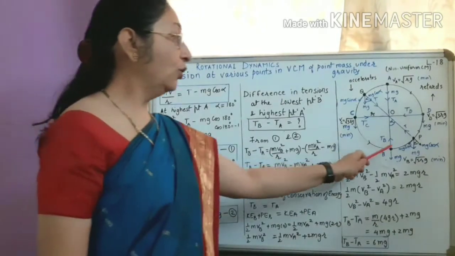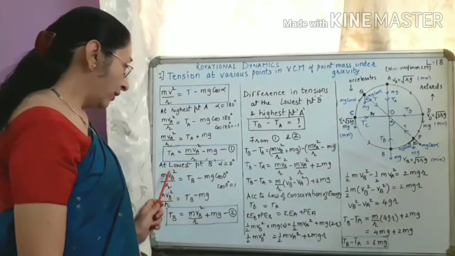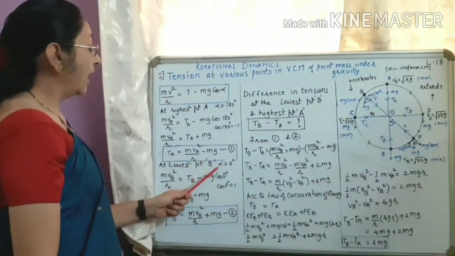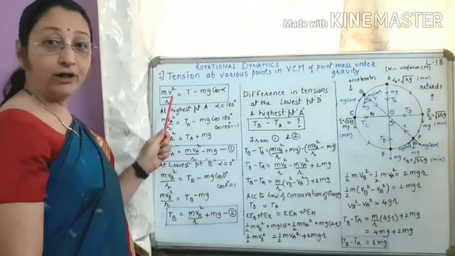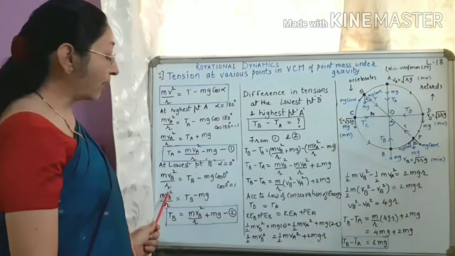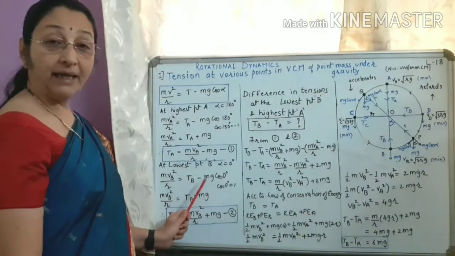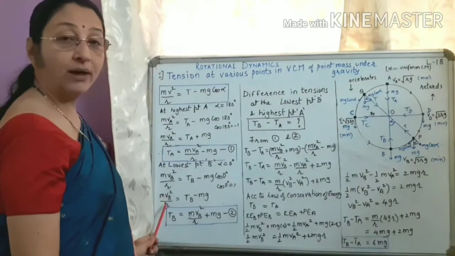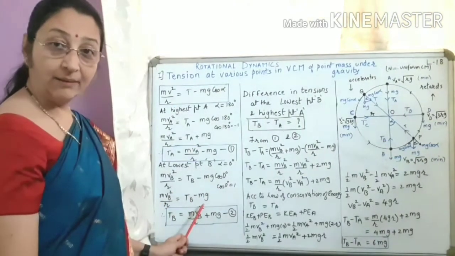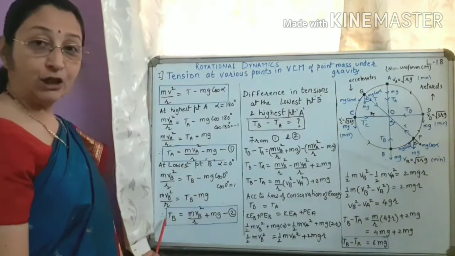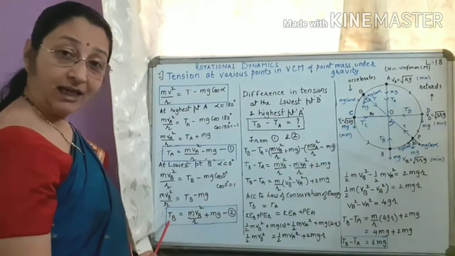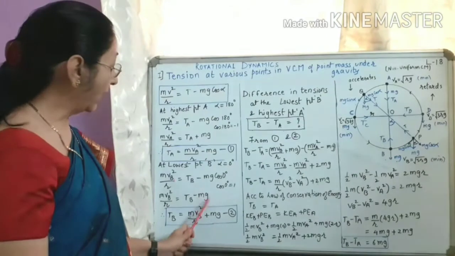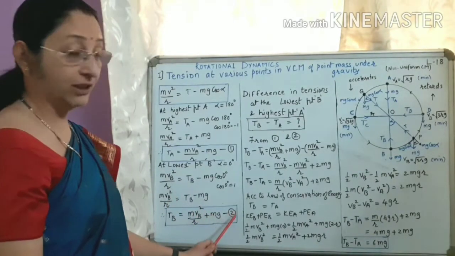Now, we go for the lowest point. At the lowest point B, alpha is equal to 0. Writing according to the general equation, we get mVB square upon R is equal to TB minus mg cos of 0. But cos of 0 is 1. So, mVB square upon R is equal to TB minus mg. Now, we rearrange the equation to find the tension at point B. So, TB is equal to mVB square upon R plus mg. This is equation 2.